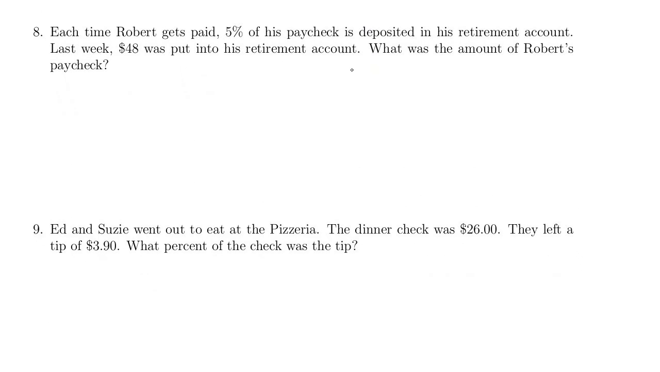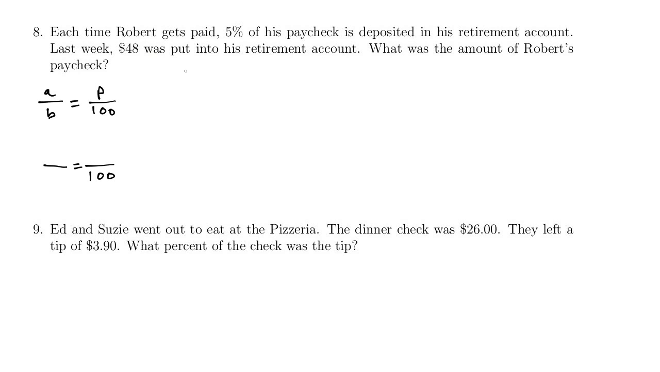Next, number 8. It says each time Robert gets paid, 5% of his paycheck is deposited in his retirement account. Last week, $48 was put into his retirement account. What was the amount of Robert's paycheck? So again, we're going to use the proportion: the amount over the base equals the percent number over 100. We just want to fill in what we know.